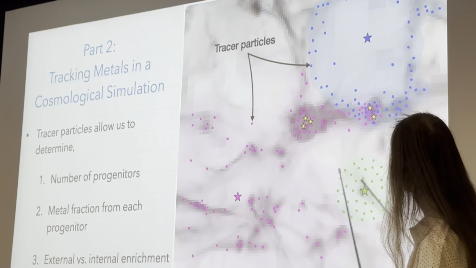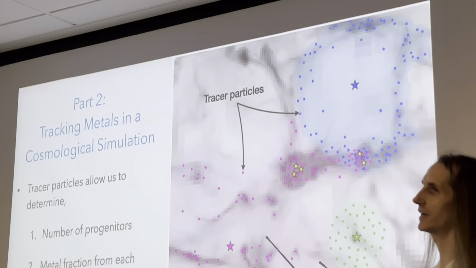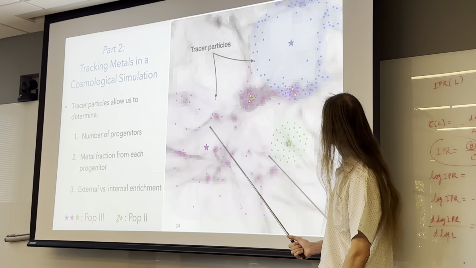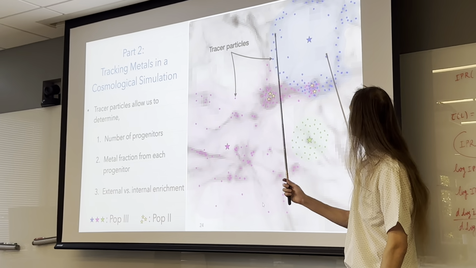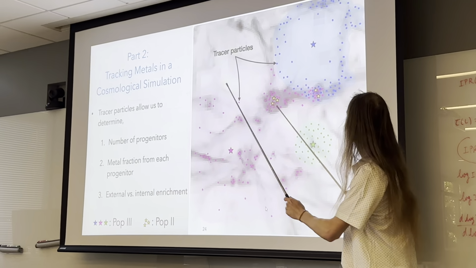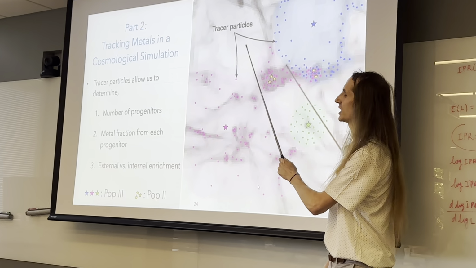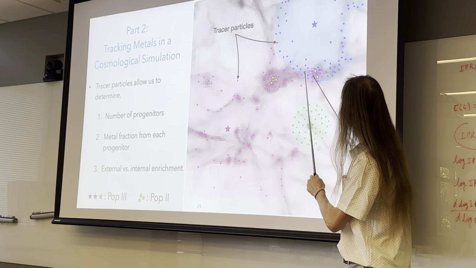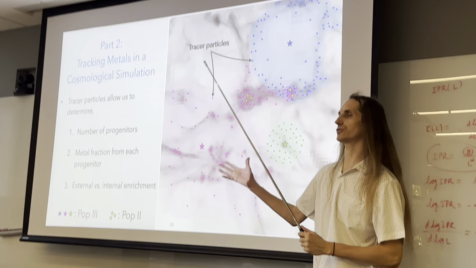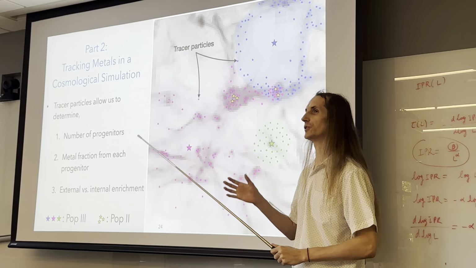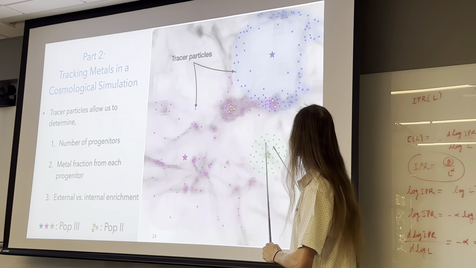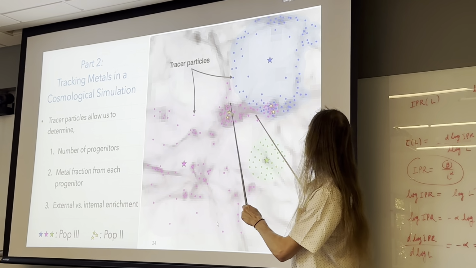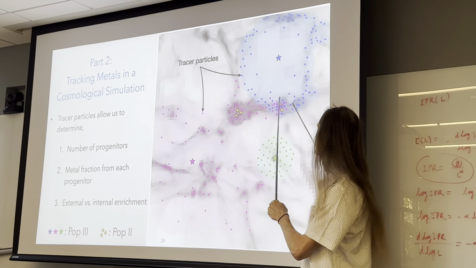These colored stars, this is just a cartoon qualitative diagram to help explain what these particles do. These colored stars in green, pink, and blue are representing POP3 stars. Then these yellow ones are representing POP2 stars enriched with the metals from these guys. And with these tracer particles, we inject these tracer particles into the supernova when these POP3 stars explode, and then these tracer particles will follow the gas, follow the metals into the sites where these new stars are forming.